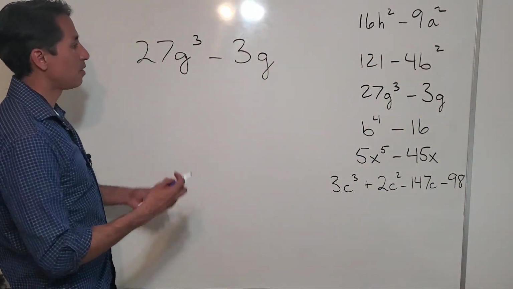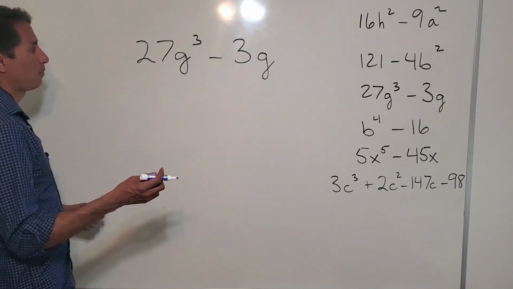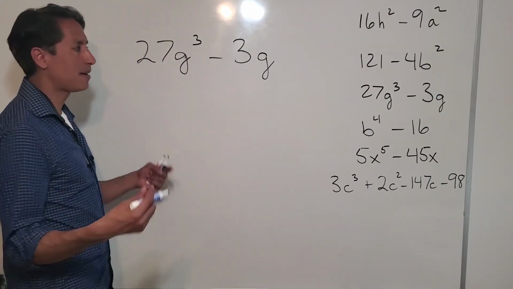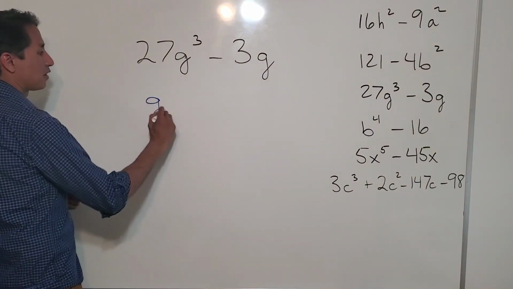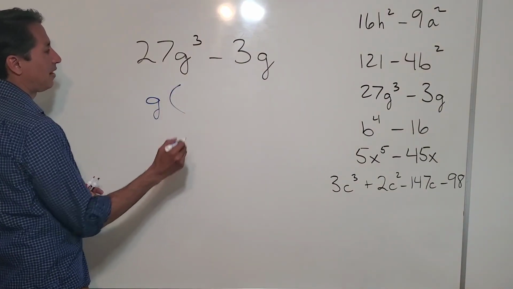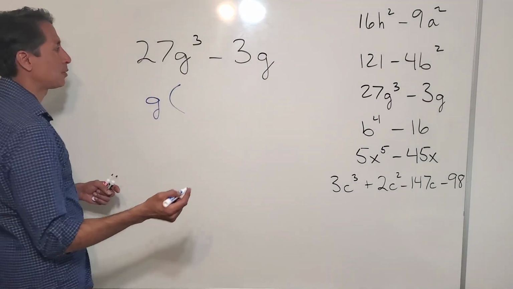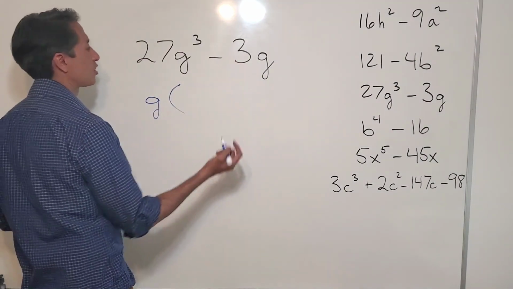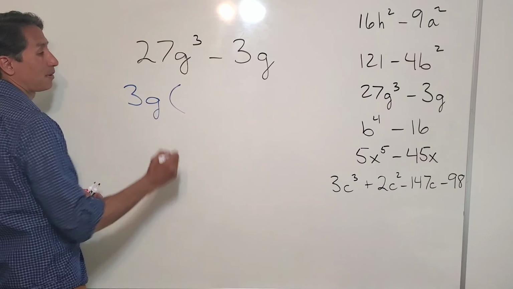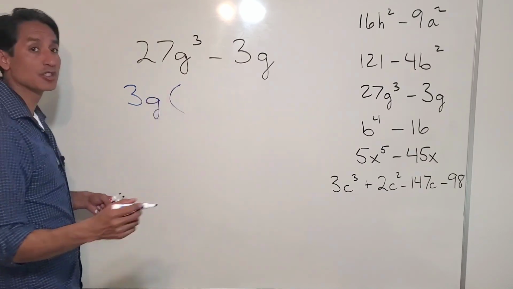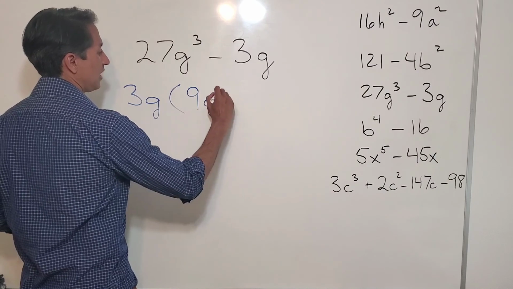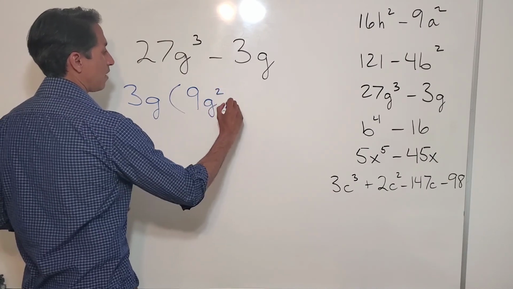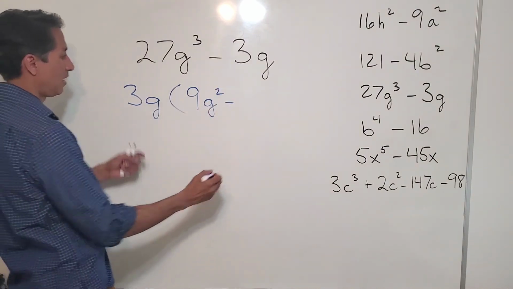So, what is the most of something I can take out? Well, again, I'm pretty good with my numbers. I see G's, okay? So let me take that out first. And then something times something gets me to 27, and this is also a 3, so I'm going to go with the number 3, right? Because 9 times 3 is 27. So I'm going to end up with 9g squared minus 1.